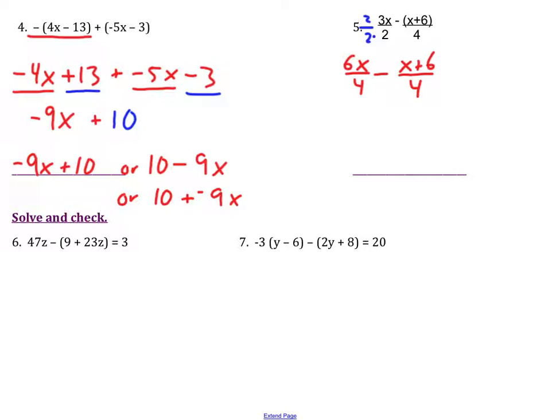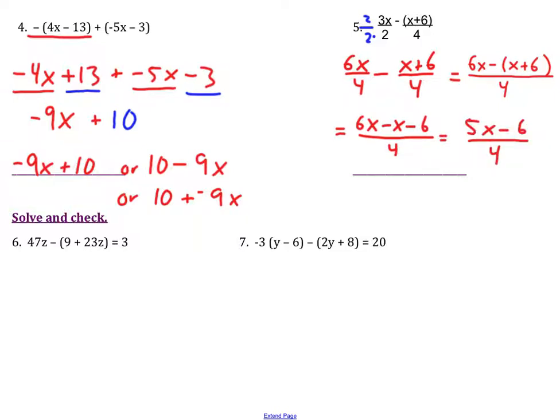Now, like with all fractions, we simply combine the numerators and keep the denominator the same. Denominator will still be 4, and on top we have 6x minus, in parentheses, x plus 6. Like before, that means we're subtracting x and subtracting 6. We have to distribute that negative. And now we just combine like terms. 6x minus x is 5x. We end up with 5x minus 6 over 4. Since there are no common factors for all three of those terms, the 5, the 6, and the 4, we can't simplify it any further.